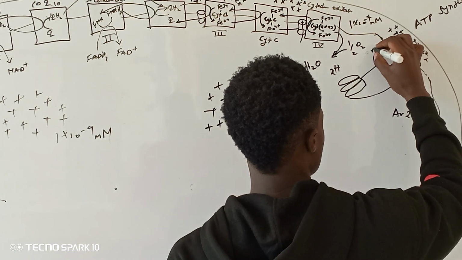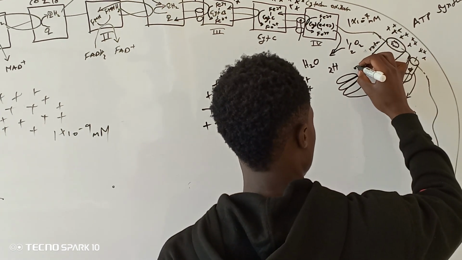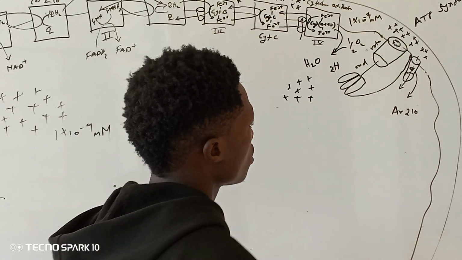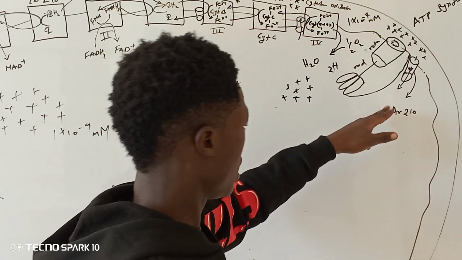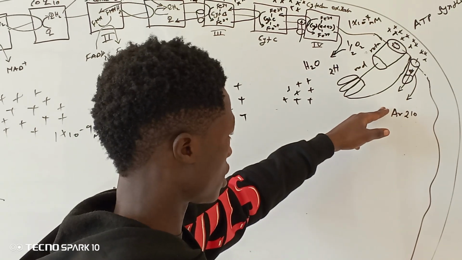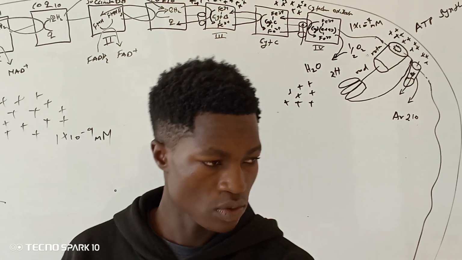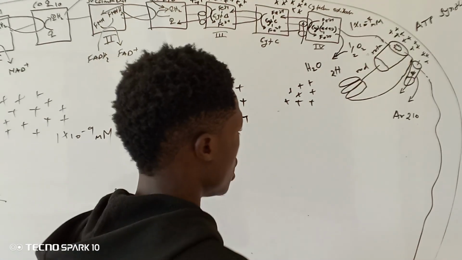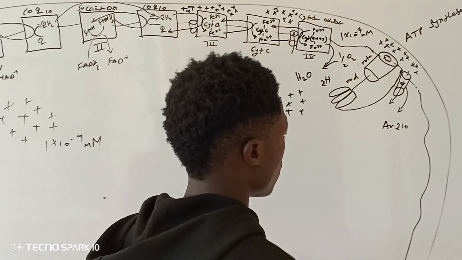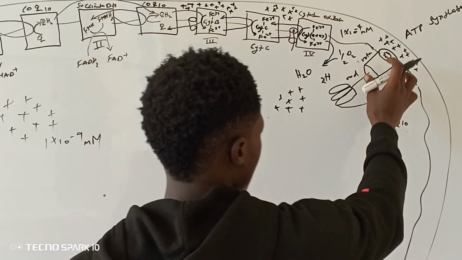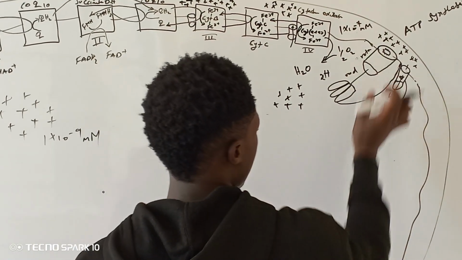So we can just call this a rotor. It's going to take the protons from inside the intermembrane space into the matrix of the mitochondria. The more it does that, the more it rotates, and it's going to rotate the motor, the ATP synthase. This is going to lead to generation of some potential energy, and this potential energy is going to be taken up by the ATP synthase.